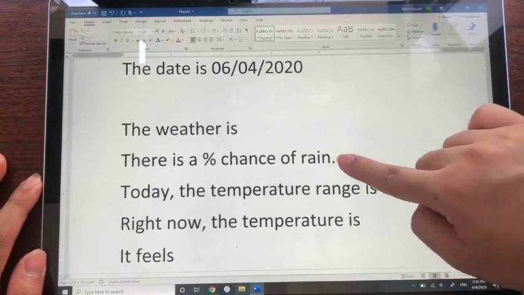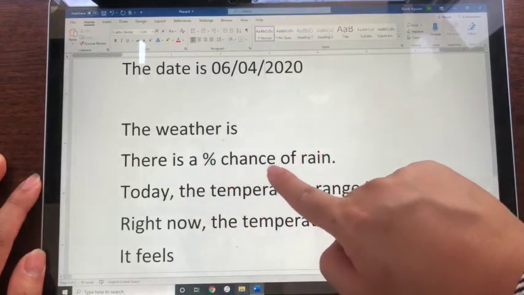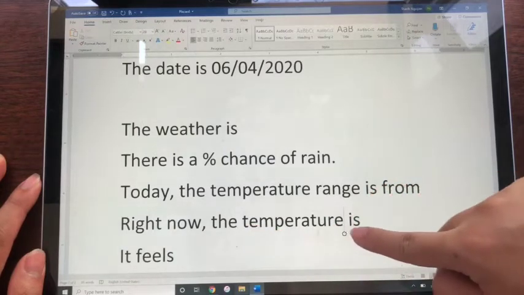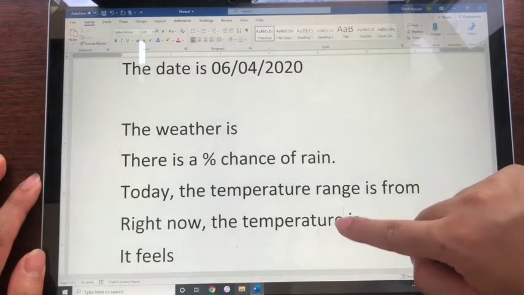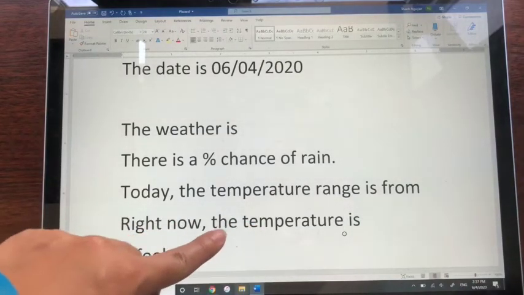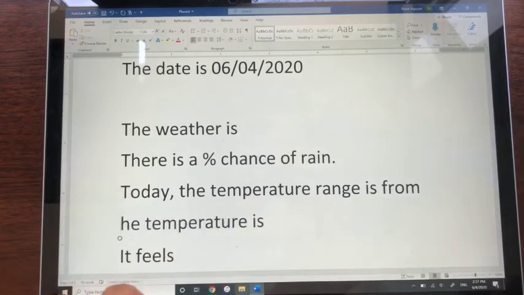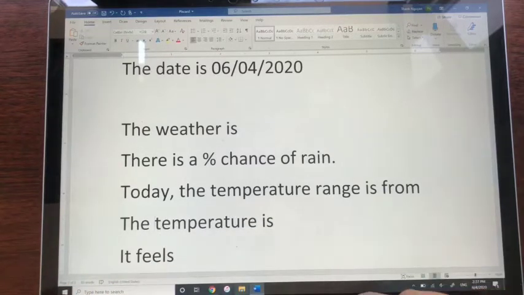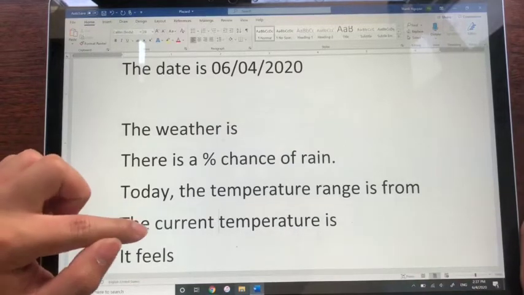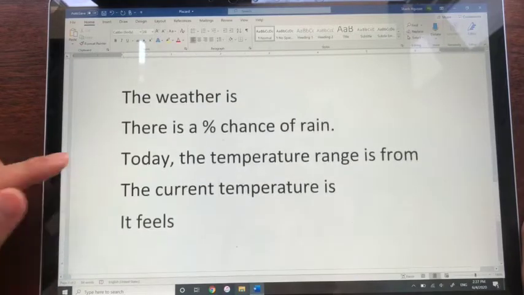So let's look at the weather. I want to know the weather right now, the percent chance of rain, the temperature range, and the temperature right now. So another way we can say right now the temperature is we can say the current. The current temperature means the temperature right now. So let's look at the weather.